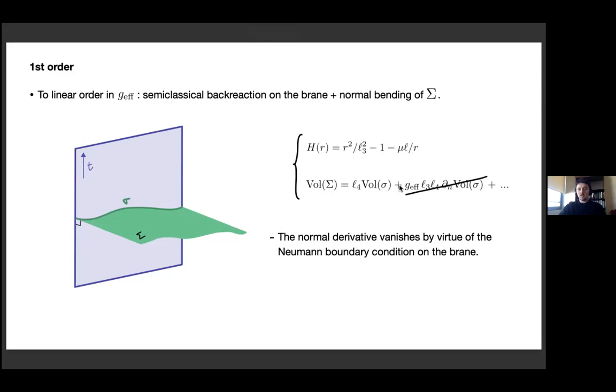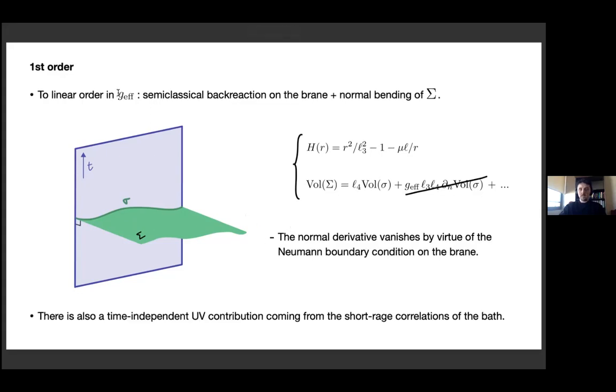Now, the normal derivative of the volume of small sigma will vanish because the extremal volume slice is symmetric across the brane. So this effectively imposes Neumann boundary conditions on the brane, and this means that the leading order correction coming from the Pfefferman-Graham expansion of the volume will vanish. So at this order in the effective coupling, there is also a time-independent UV divergent contribution to the complexity coming from the Pfefferman-Graham expansion on the rigid asymptotic boundary of AdS. But we won't analyze this contribution in much detail.